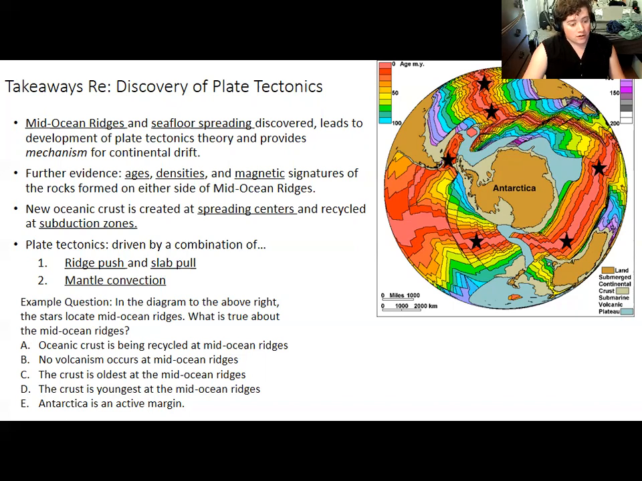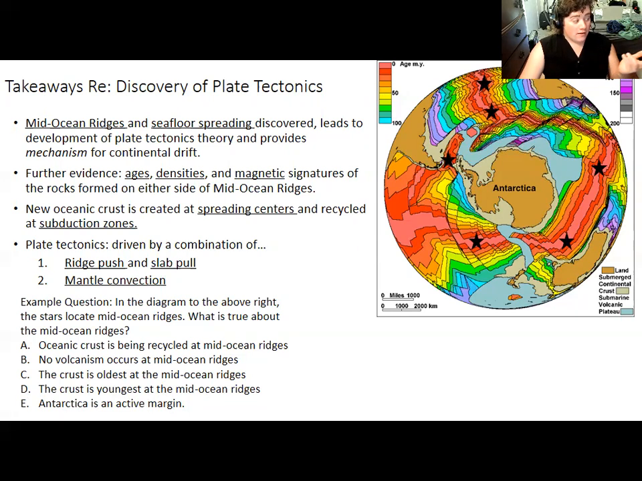A, oceanic crust is being recycled at mid-ocean ridges. B, no volcanism occurs at mid-ocean ridges. C, the crust is oldest at the mid-ocean ridges. D, the crust is youngest at the mid-ocean ridges. And E, Antarctica is an active margin. And the answer, again, here is D. The crust is youngest at the mid-ocean ridges, and that's something you can see from looking at this diagram.